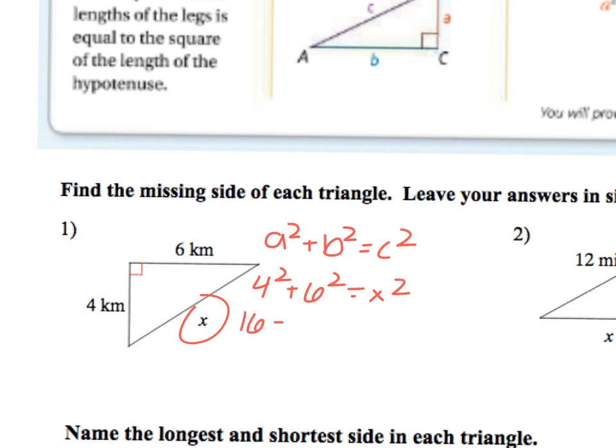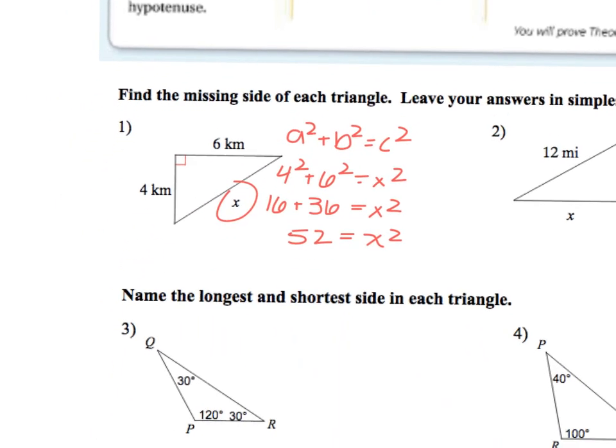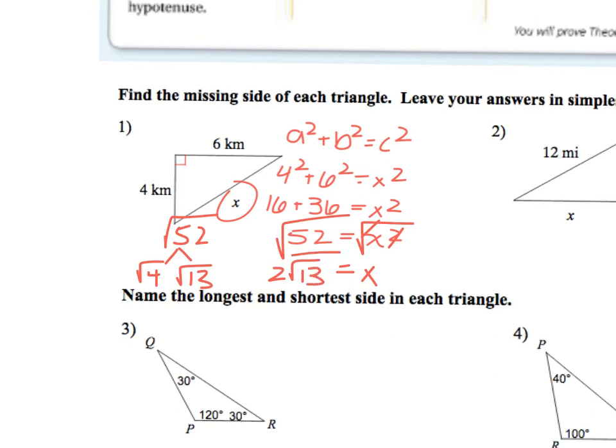So here we get 16, 4 times 4, plus 36, or 52. Last step, square root both sides. We did this the other day. This breaks down into 4 and 13. After you reduce your answer using square roots, 4 is your perfect square, 13 is just 13. Square root of 4, 2.